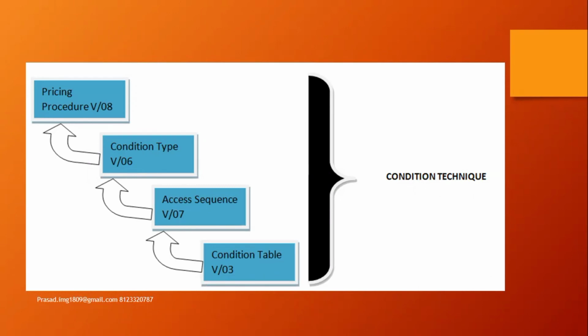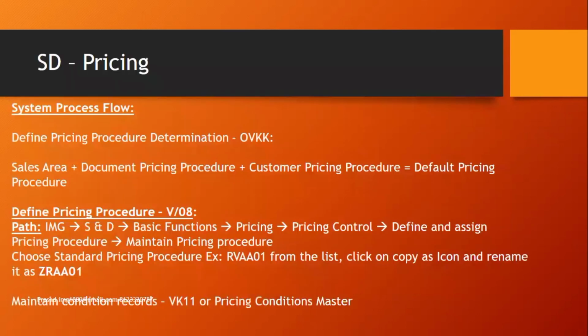The V/03 to define the condition tables, that is a transaction code. Access sequence, we can define using the transaction code V/07. Condition type, we can define using the transaction code V/06. And pricing procedure, we can define each and every pricing procedure using the transaction code V/08. So this entire combination will be called condition technique.